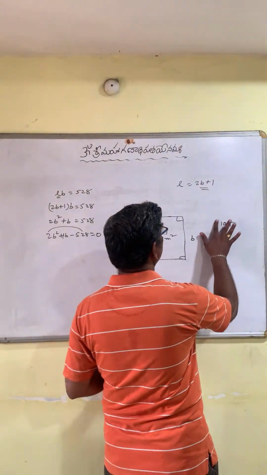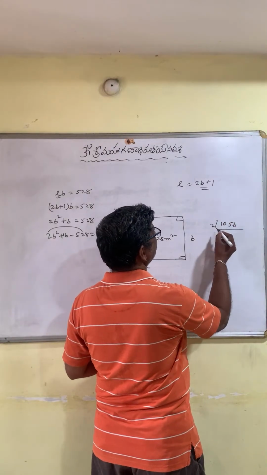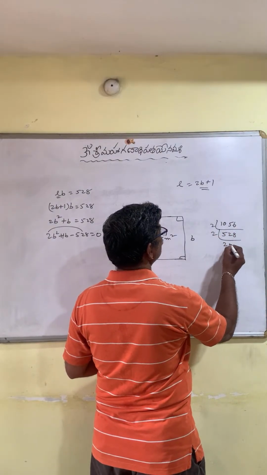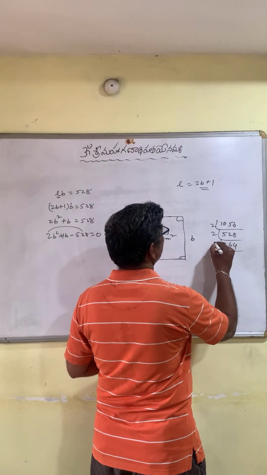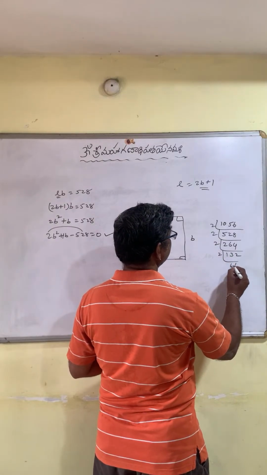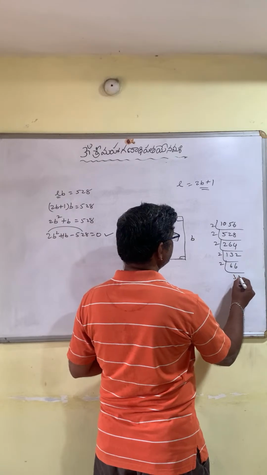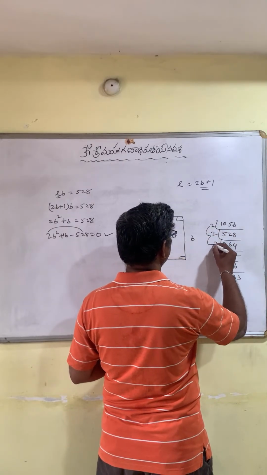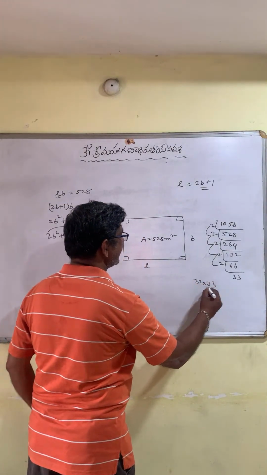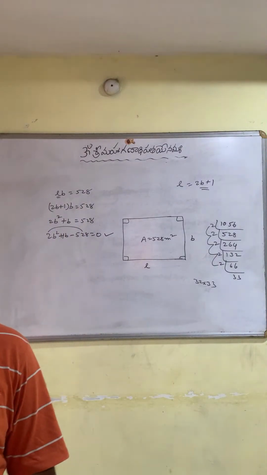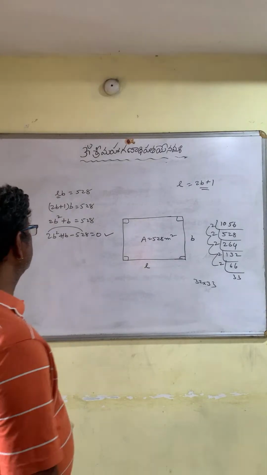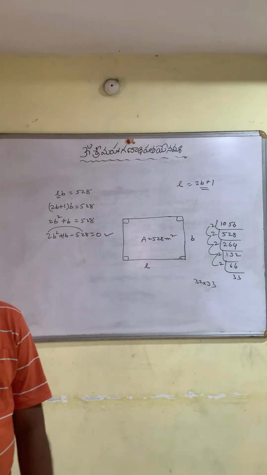So for this what we have to do? First prime factorization of 1056: 2 into 528, 2 into 264, 2 into 132, 2 into 66, 2 into 33. Now 2 twos are 4, 4 twos are 8, 16, 32. So 32 into 33. 32 into 33 is 1056 and the difference between them is 1.